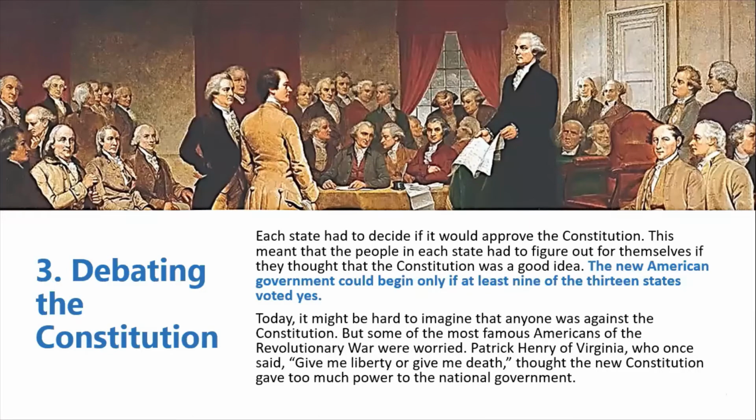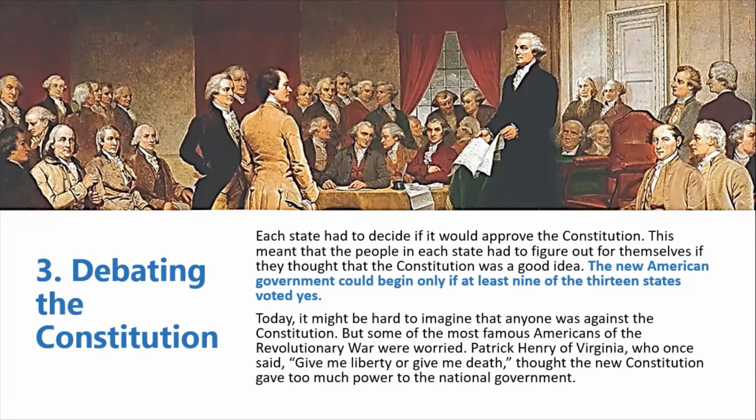Debating the Constitution. Each state had to decide if it would approve the Constitution. This meant that the people in each state had to figure out for themselves if they thought the Constitution was a good idea. The new American government could only begin if at least 9 of the 13 states voted yes for the Constitution. Today, it might be hard to imagine that anyone was against the Constitution, but some of the most famous Americans of the Revolutionary War were worried.